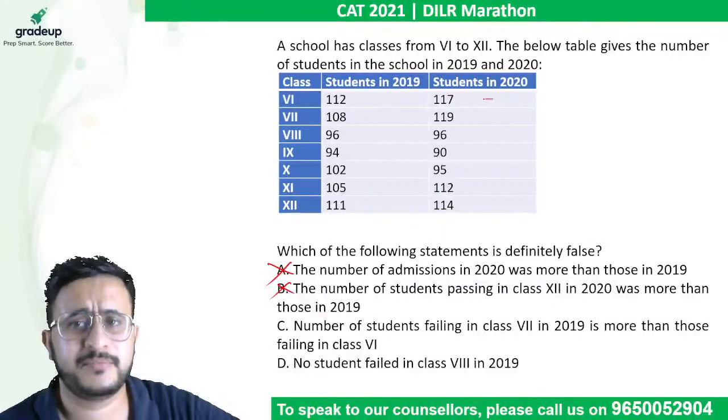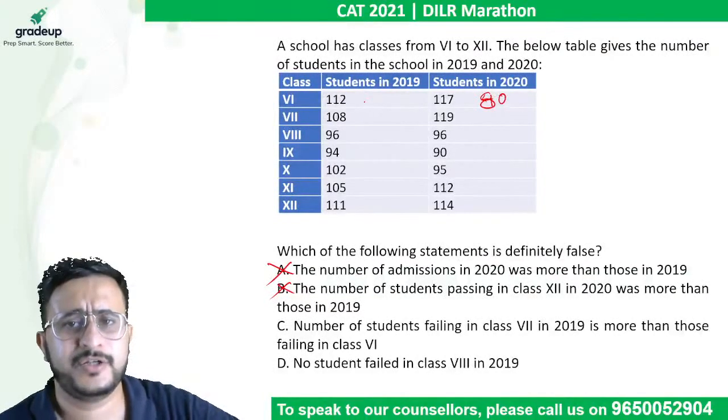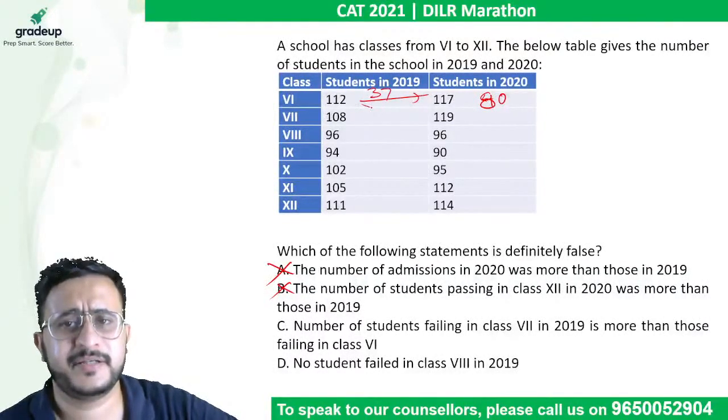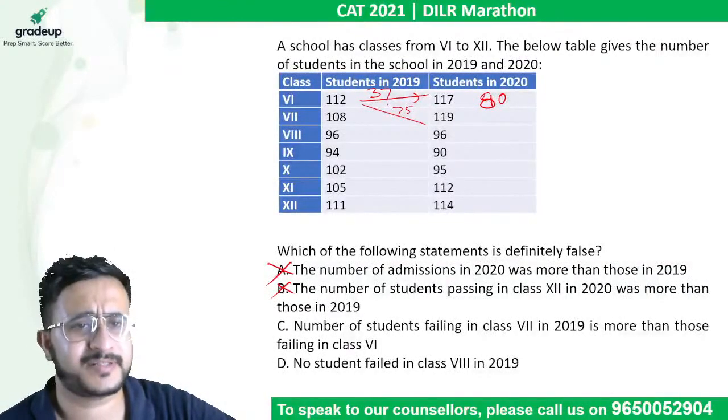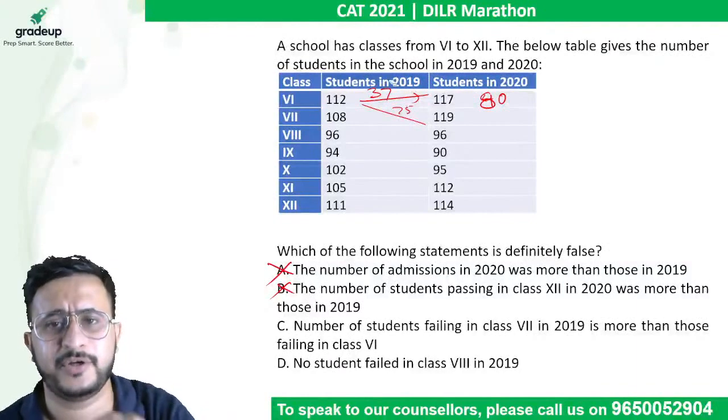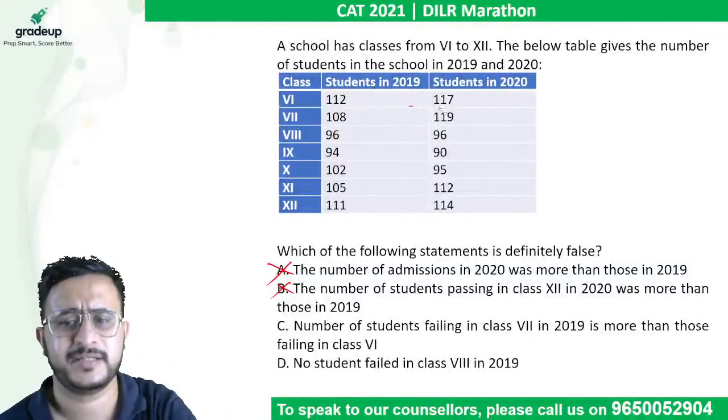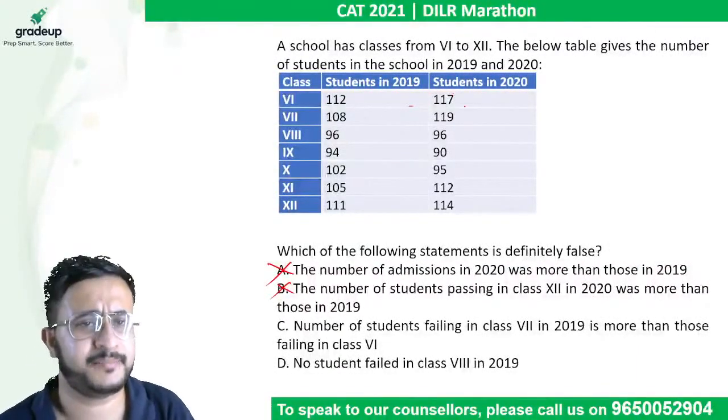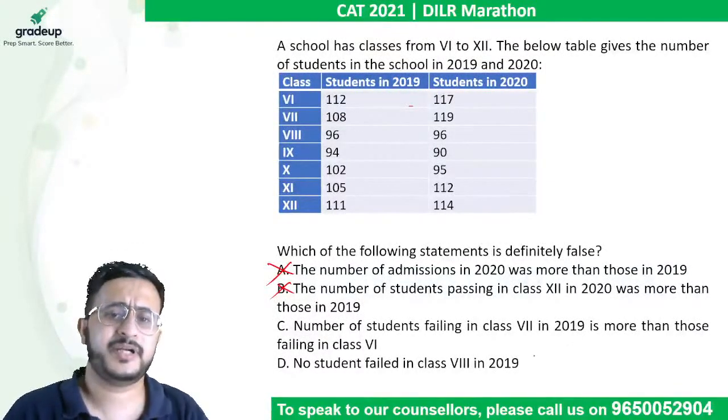Suppose there were just 90 people, or let's say 80 people joined. So I will say 37 failed here, so 75 came here. I can prove those numbers, because that will depend on the number of joinees. So I can just play with the numbers and make the number of students failing this year more. Okay. But if you look at this thing, right?